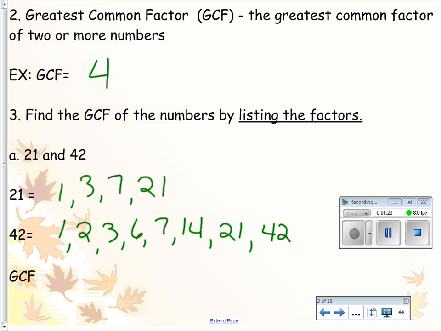I've listed out the factors for 21. I've listed out the factors for 42. The greatest common factor of these two numbers is 21.